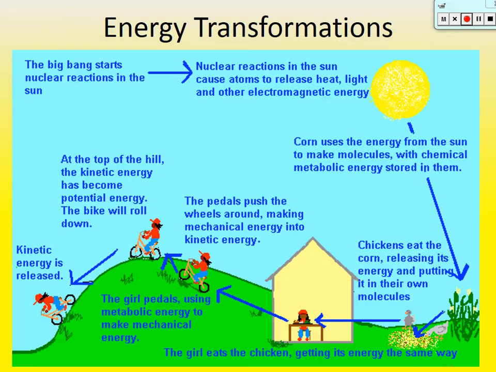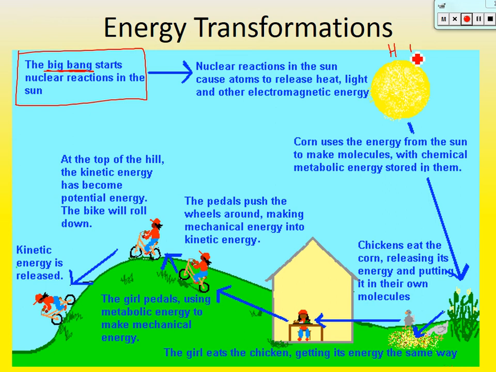So here we go. I wanted to start by talking about this slide. This is the big picture here. Okay? So let's talk about energy transformations that are happening here. Well, the universe, all of the energy in the universe started with what event? The Big Bang. Okay? So it says here the Big Bang starts nuclear reactions in the sun. So after the Big Bang, a bunch of hydrogen in the universe came together because of gravity and made stars. Our sun is a star, and it's burning by nuclear reactions. Okay? So nuclear reactions in the sun cause the atoms to release heat, light, and other electromagnetic energy.